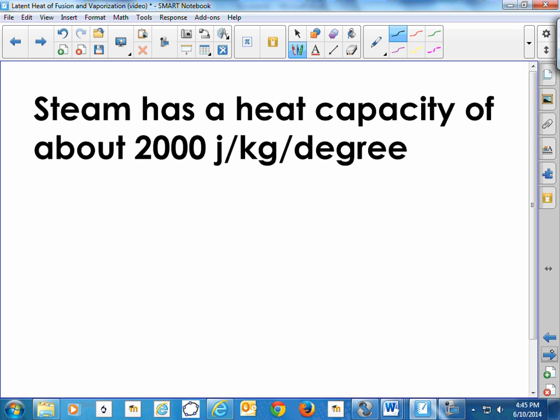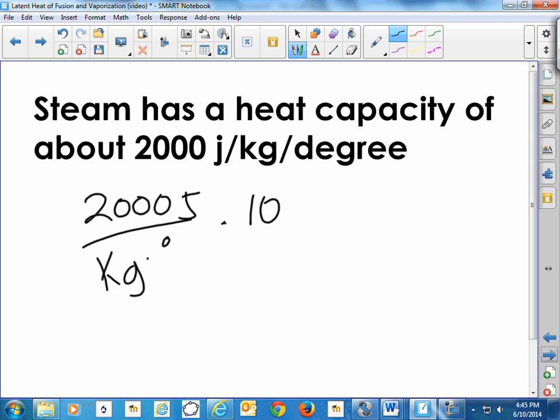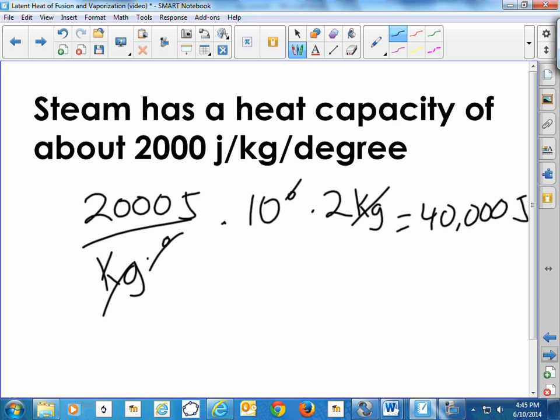And then to change the temperature of steam, it takes 2,000 joules for every kilogram for every degree. And we're going to heat it from 100 degrees to 110 degrees, so we're going to change that by 10 degrees, and there are 2 kilograms. Units cancel, and we just have joules. 40,000 joules.